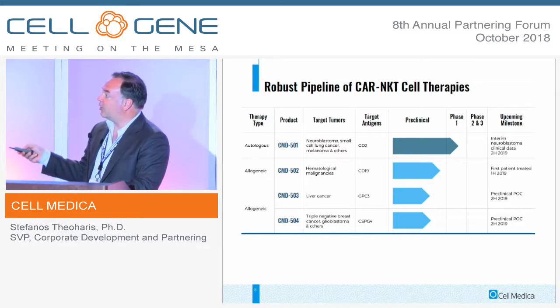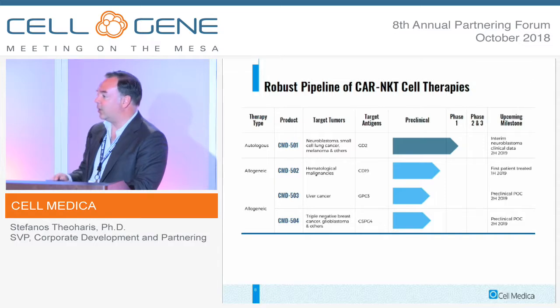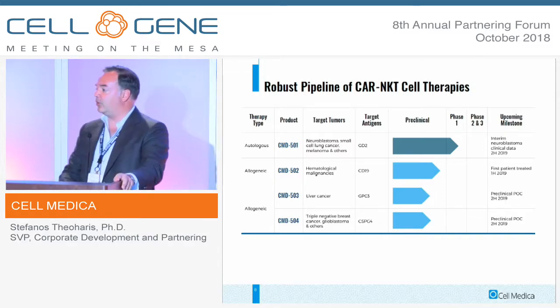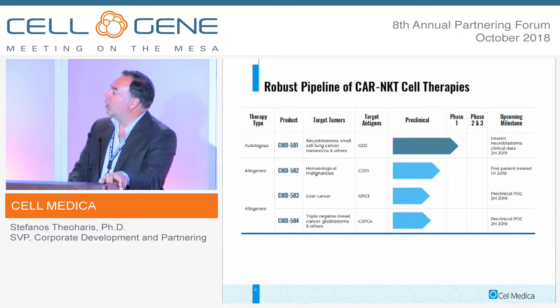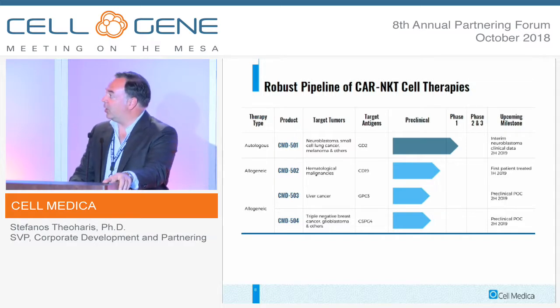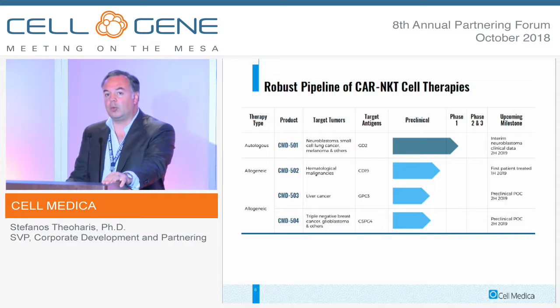The first product is autologous, and that's for the very simple reason that it was easier and faster to go through the regulatory hoops and start the clinical study. We felt that what we needed most is some proof of concept of the platform. We chose GD2 and neuroblastoma because we know neuroblastoma does express very high levels of GD2. It's a validated target. There is an antibody therapeutic on the market against GD2 for neuroblastoma.